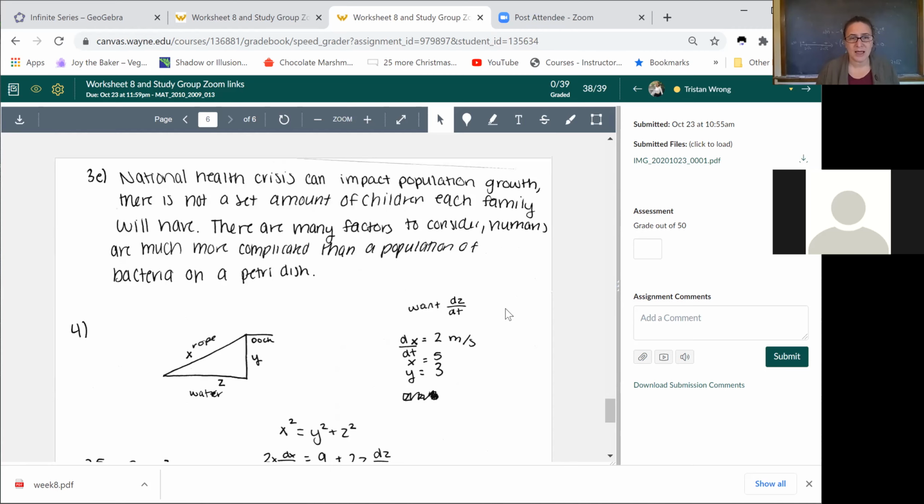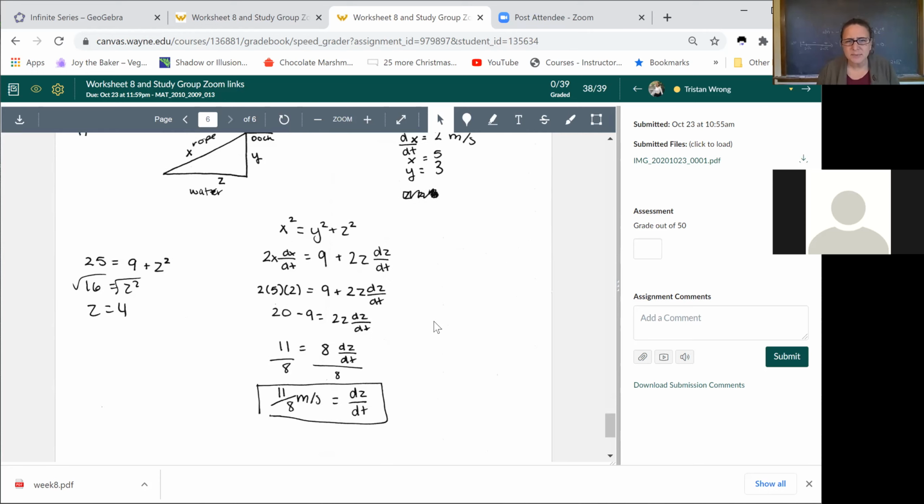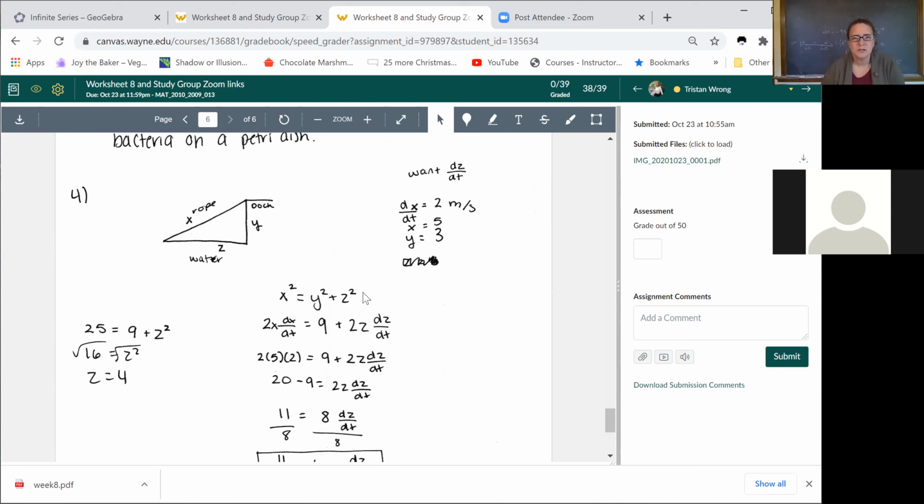Okay, so for the last one, this is a very straightforward related rates problem. Okay, somehow the number went off here though. So I see what happened. Okay, so starting off with this. Okay, yeah, so X is here. She's gonna make X the hypotenuse and Y and Z the legs. So she did that, that's right.